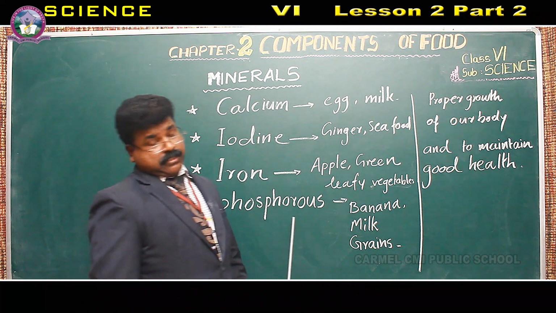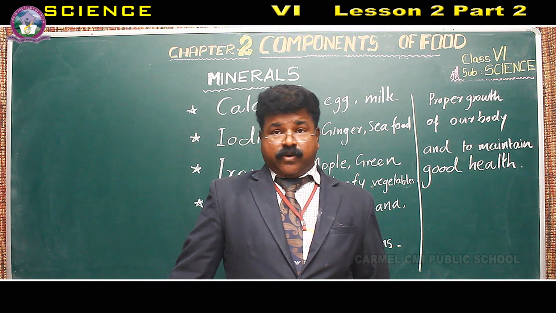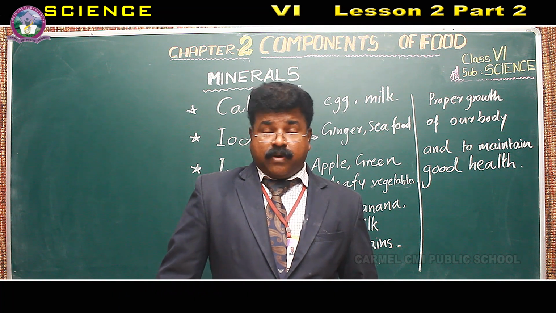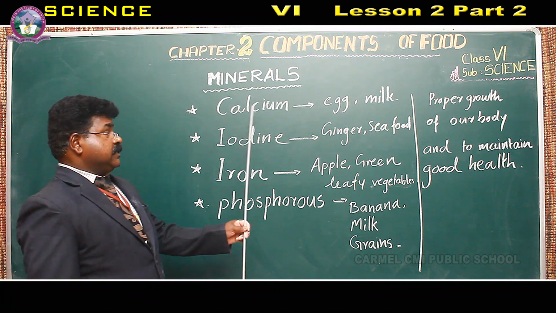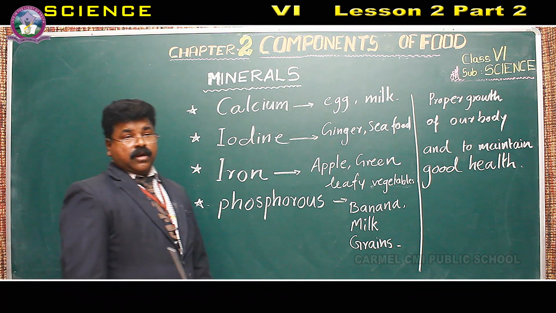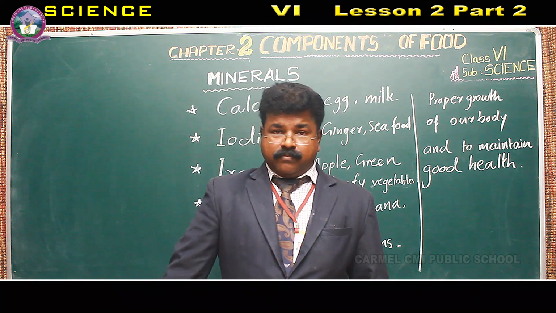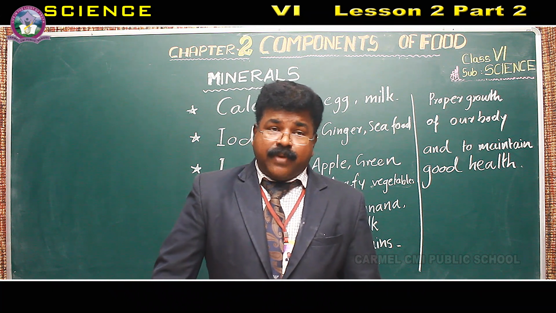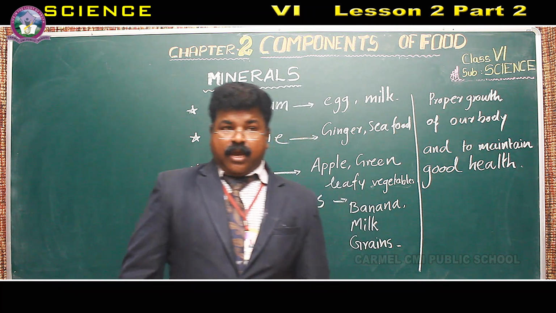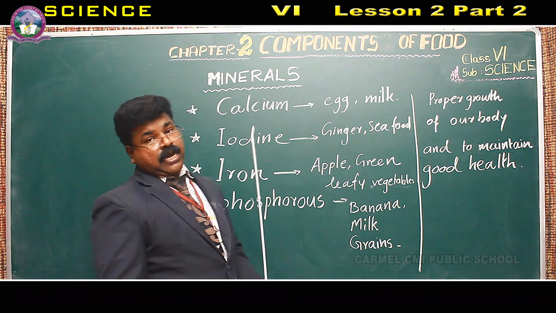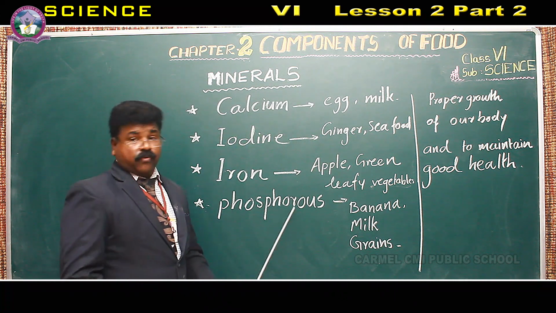The next one is phosphorus. Phosphorus is also, just like calcium, a very important mineral required by our body for the growth and development of our bones and teeth. So for the growth and development of our bones and teeth, there are two important minerals: one is calcium, another one is phosphorus. If we are not having enough phosphorus and calcium in our diet, our bones may become fragile. What is meant by fragile? It may break very easily. The materials which break very easily are known as fragile materials. So if we are not taking sufficient phosphorus and calcium in our diet, our bones may break into pieces. So we should include more phosphorus also in our diet.